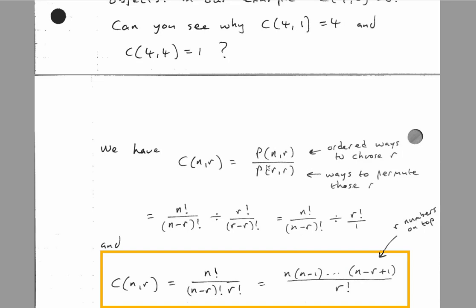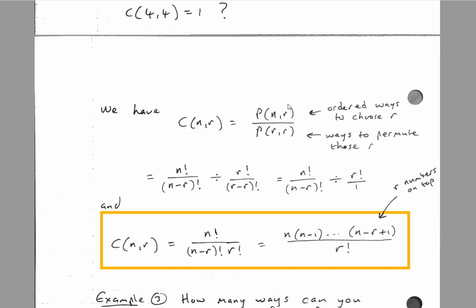Okay, so this is what we want. We're dividing by the number of ways to reorganize our objects. And then putting in the formulas, this P(n, r) is n factorial over (n minus r) factorial. We're dividing by P(r, r), that's r factorial divided by (r minus r) factorial. r minus r is 0, and 0 factorial is 1. So it's really just divided by r factorial.